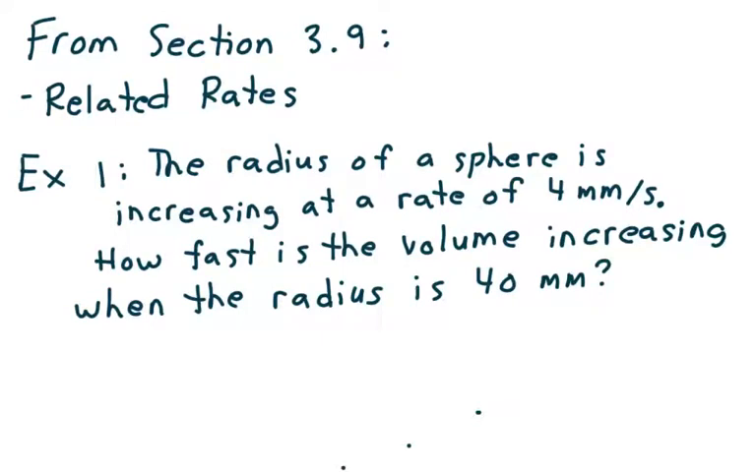This is a video from section 3.9. It's on related rates, and we're going to look at example 1. The radius of a sphere is increasing at a rate of 4 millimeters per second. The question says, how fast is the volume increasing when the radius is 40 millimeters?